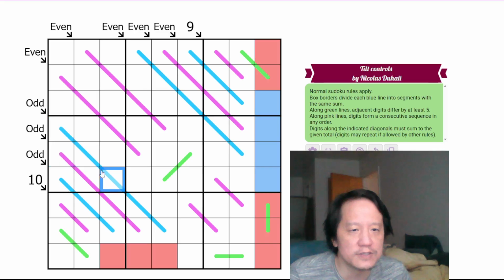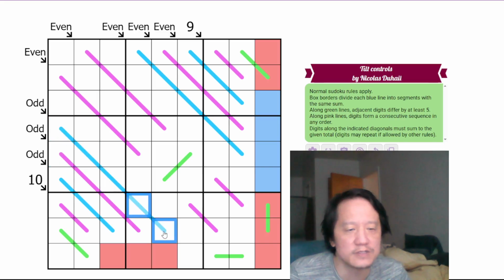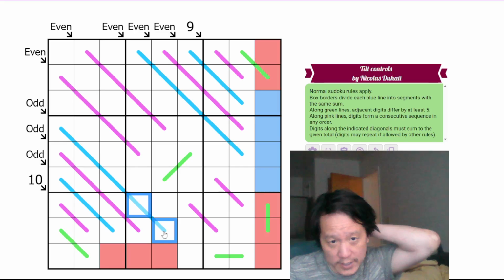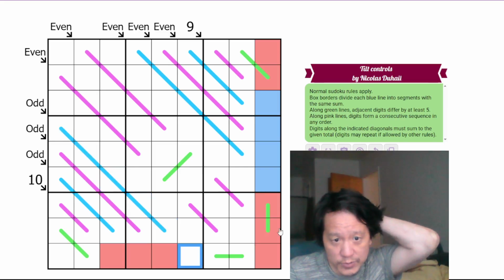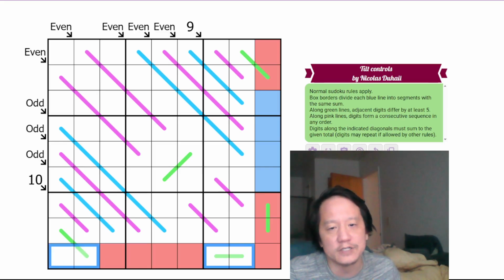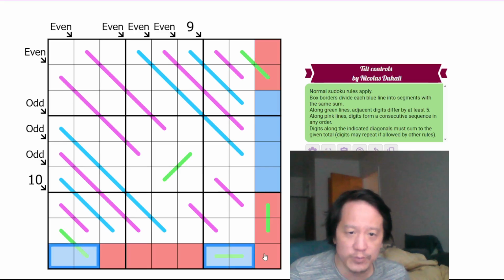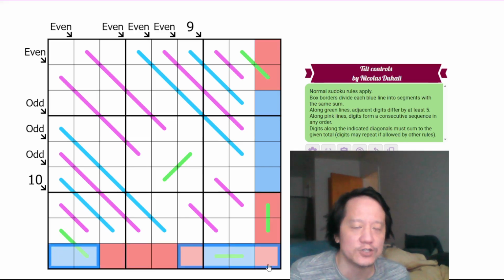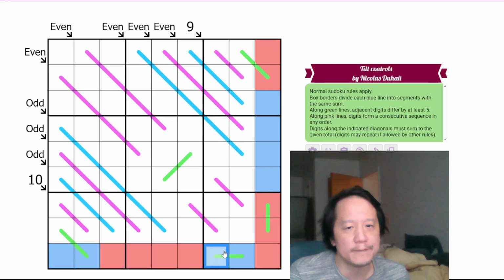And the same with this. This sums up to the same sum as these two. So that's an even number there. To add up to an odd number, that must be odd, which means the remaining digits in this row have to be even because we have 5 odd digits in row 9.